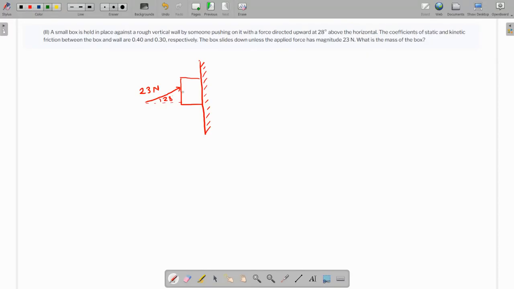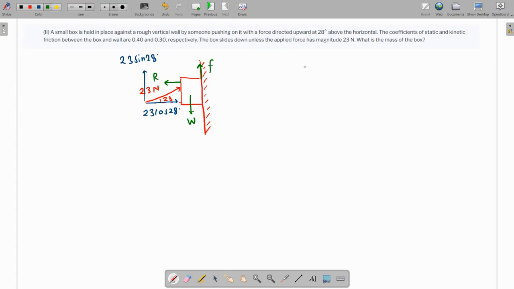Let's draw the FBD. It will have a reaction force over here. It will have a friction force above because it has a tendency to slide down, and this is the weight of the box. Now we are going to make the components of this 23 newtons. So that's going to be 23 cos 28 and 23 sin 28.